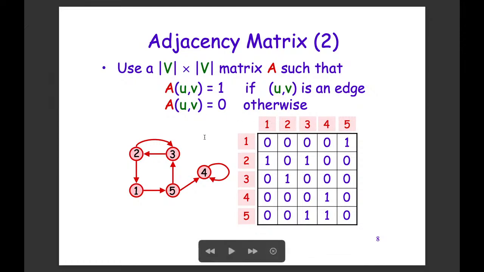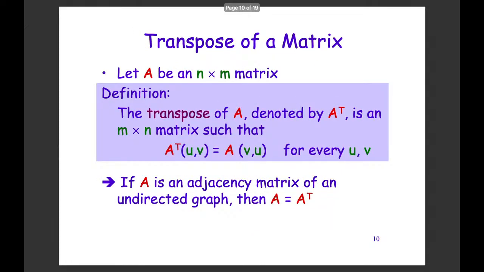And then again, we can also represent weight on the vertices by storing the weight associated to the vertices separately. So this can easily be adapted for storing a weighted graph. Okay, now this is just some side note. So we define what is meant by a transpose of a matrix.